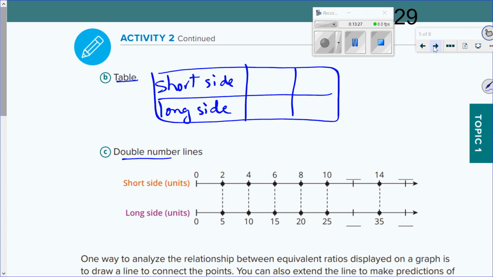Okay, now my tables may not look like yours, because all I'm going to do is say, well, I know the relationship is 2/5. I know I want to get to 16. So I show my work. How did I do that?